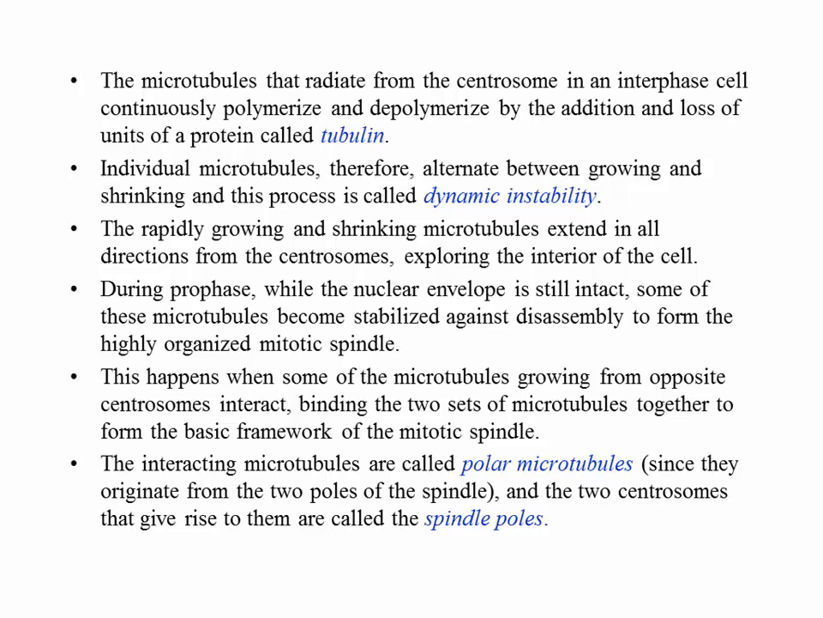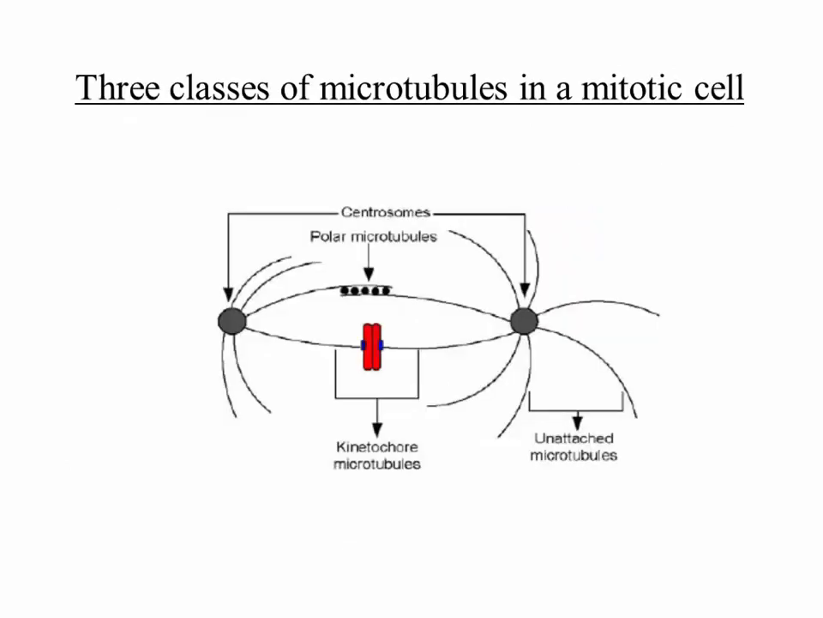During prophase, while the nuclear envelope is still intact, that hasn't disintegrated, some of these microtubules become stabilized against disassembly to form the highly organized mitotic spindle, like I showed you in the picture. See, the nuclear envelope is still intact, so this portion cannot go and touch the kinetochores, but this one can, okay? So it can form these polar microtubules. That's part of the mitotic spindle.